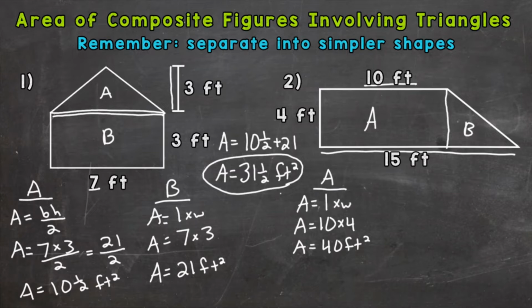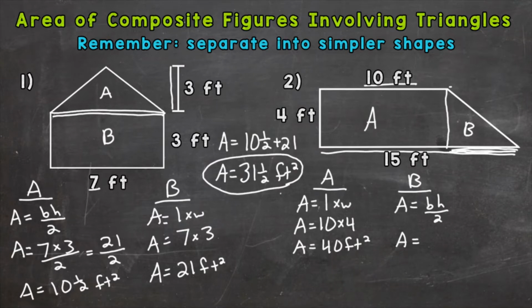So let's do the triangle B. Area equals base times height divided by 2. Let's plug in. We need this base here. It's not going to be 15, because 15 goes all the way across. So we need to do some thinking here to figure out what that's going to be. It goes all the way across 15.